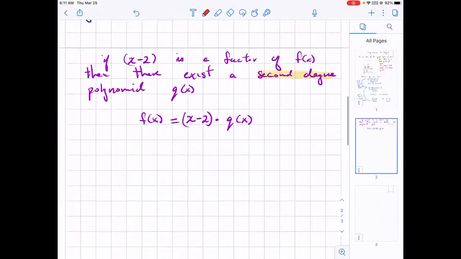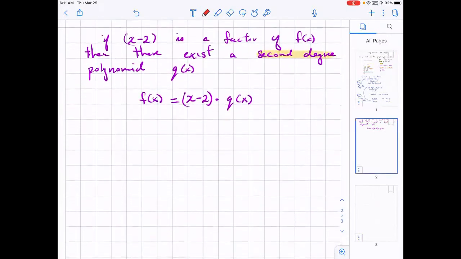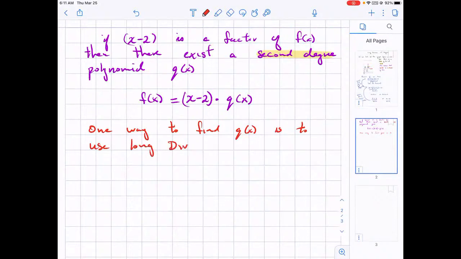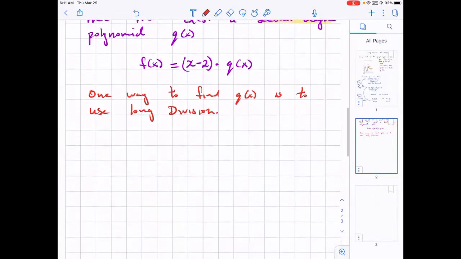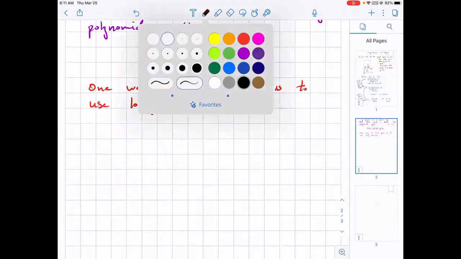Now, one way to find q of x is to use long division. So let's look at an example of that.